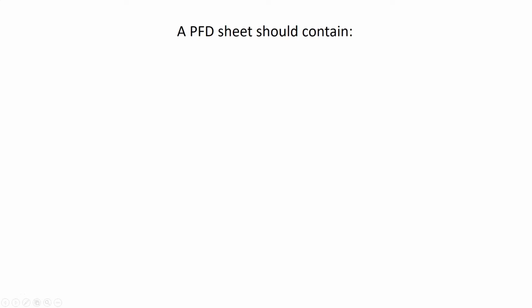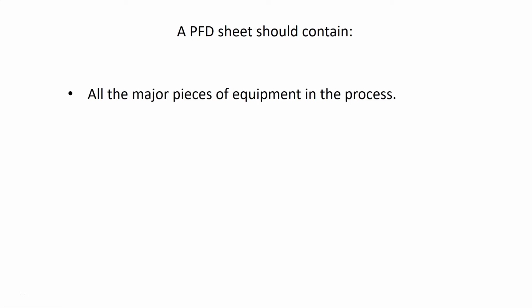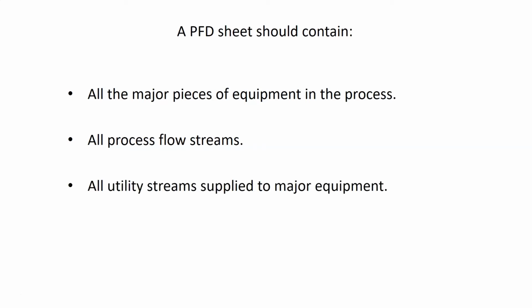All the major pieces of equipment in the process will be presented on the diagram along with a description of the equipment. Each piece of equipment will have a unique equipment number and a descriptive name. Secondly, all process flow streams will be shown and identified by a number. A description of the process condition and chemical composition of each stream will be included. These data will be either displayed directly on the PFD or given using a stream table. And finally, all utility streams supplied to major equipment that provide a process function must be shown as well.